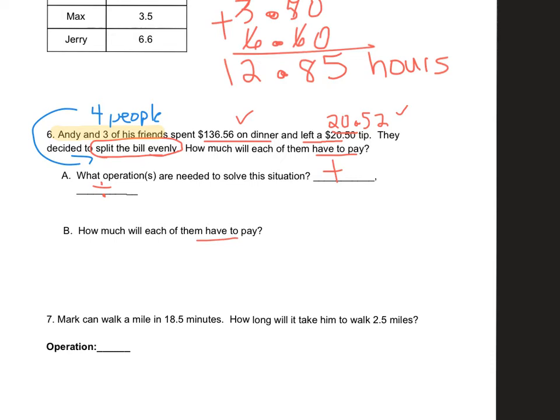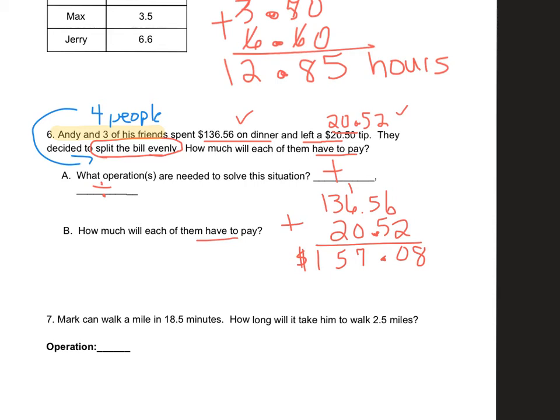So let's go figure out the cost of the bill. So $136.56 plus $20.52. This is the tip they left, and I have to add that tip because it is extra money, so that I paid the waiter. So when I add this up, I get $157.08. That's how much their dinner bill was.